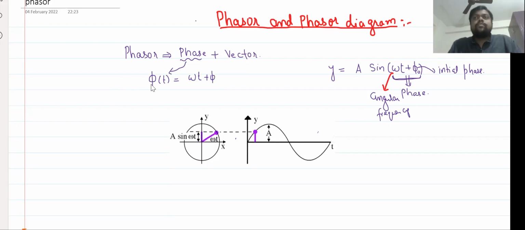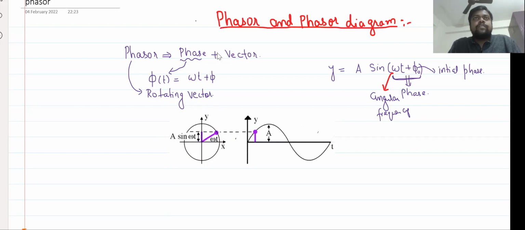And we are going to study about this vector. We are going to represent this phase in terms of vector, or you can say rotating vector. So phasors are also known as rotating vectors. Example of the phasor you can see in this diagram, how we can represent sinusoidal function in terms of phasor.